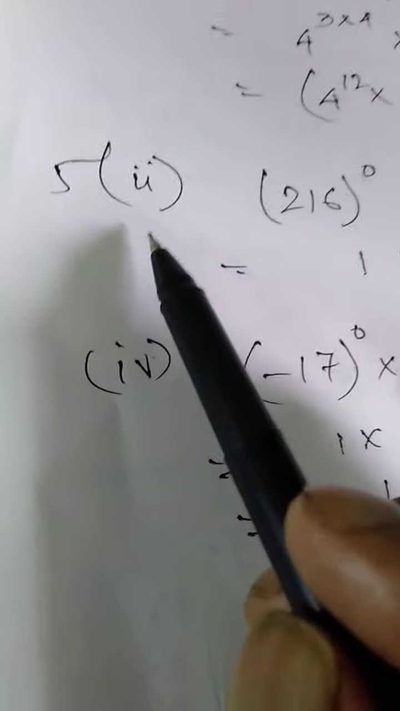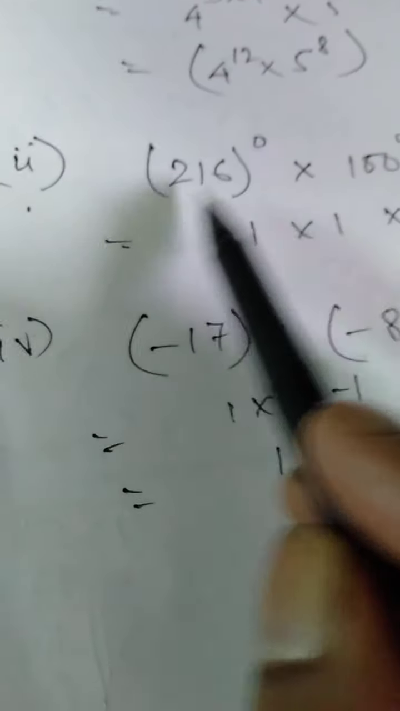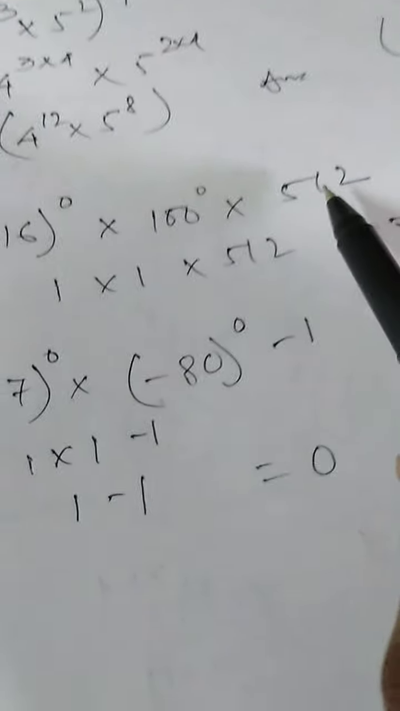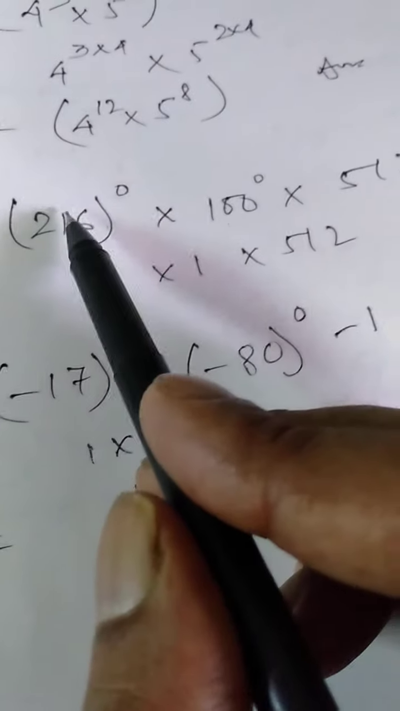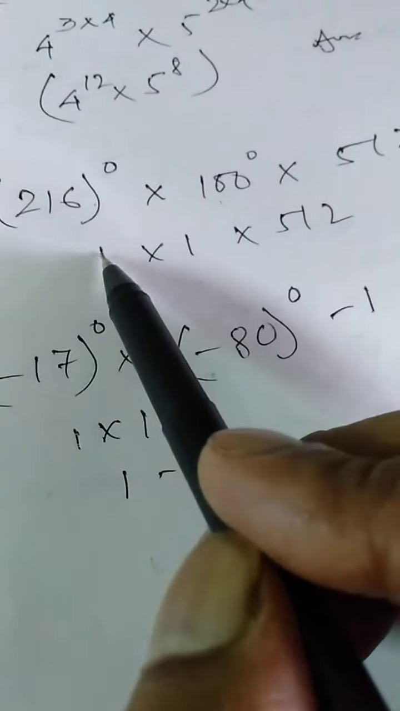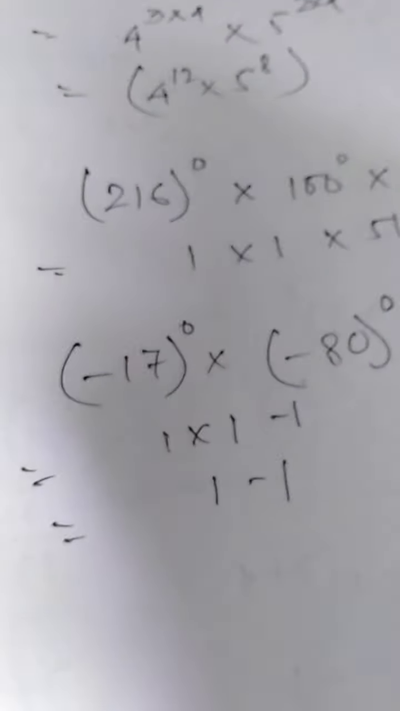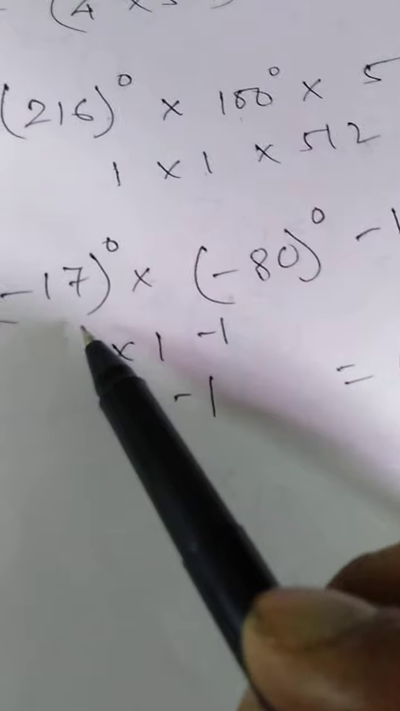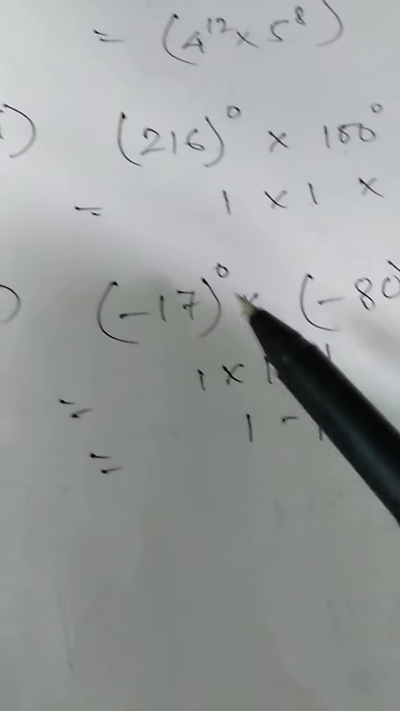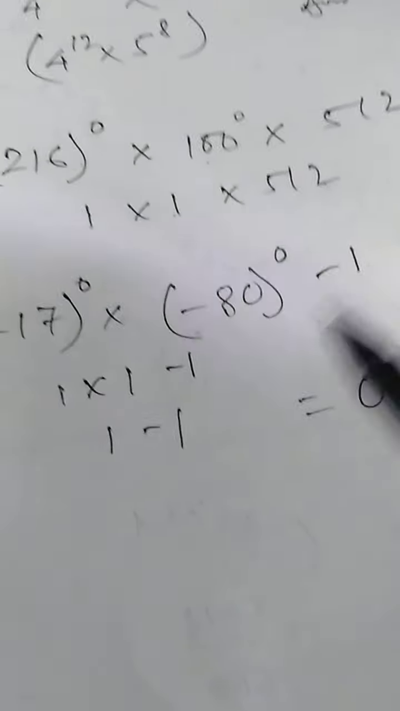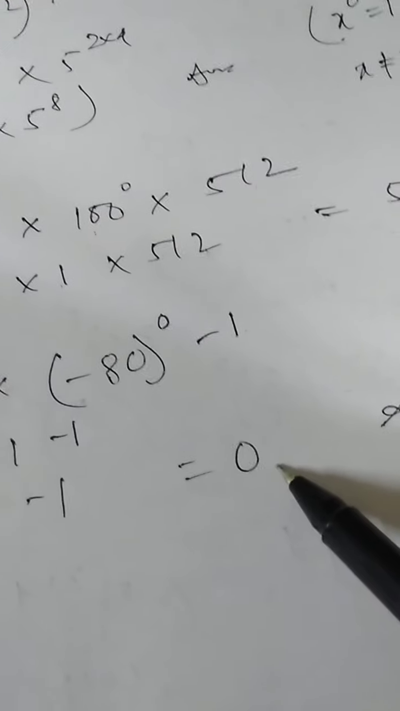Next: 216 to the power 0 into 100 to the power 0 into 512. As I told you, any number to the power 0 is 1. Here also 1 into 1 into 512, that is 512. Okay, last sum: minus 17 to the power 0 into minus 80 to the power 0 minus 1. So 1 minus 1, that is 0.